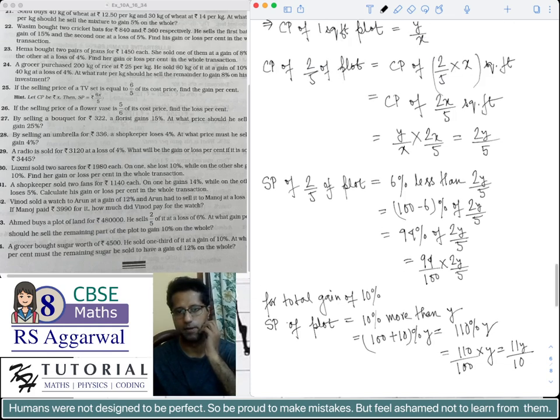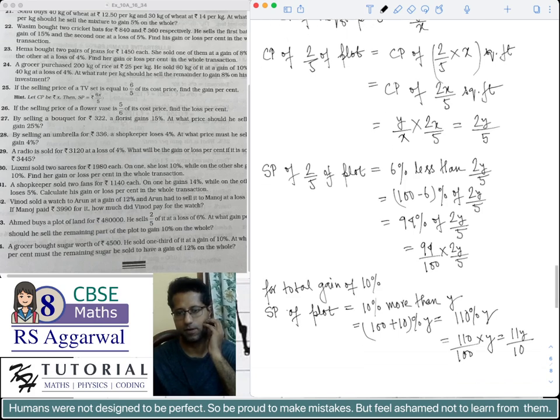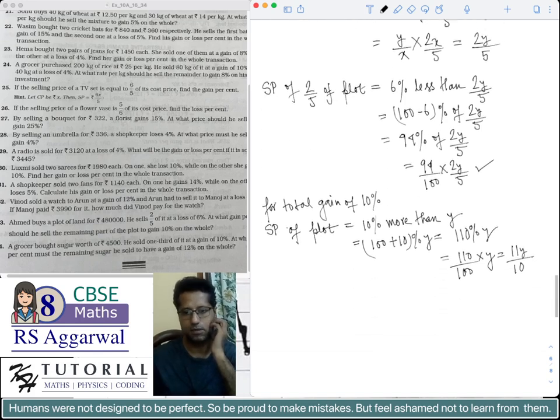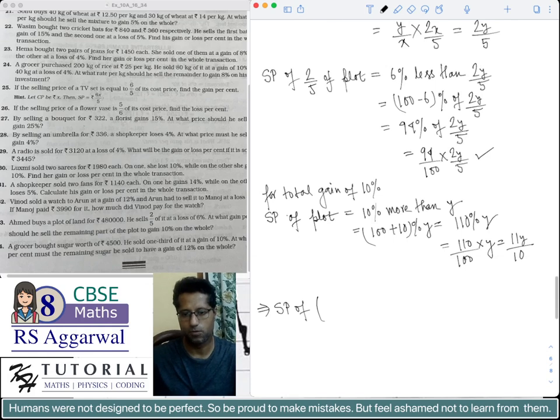Now we have already computed that the selling price of the 2/5 of the plot is 94 by 100 multiplied by 2y by 5. Therefore we must have the selling price of 2/5 of the plot. So what is the remaining plot? The total plot is x square feet. So x minus 2/5 of the plot, meaning 2x by 5. So the remaining plot is x minus 2x by 5.